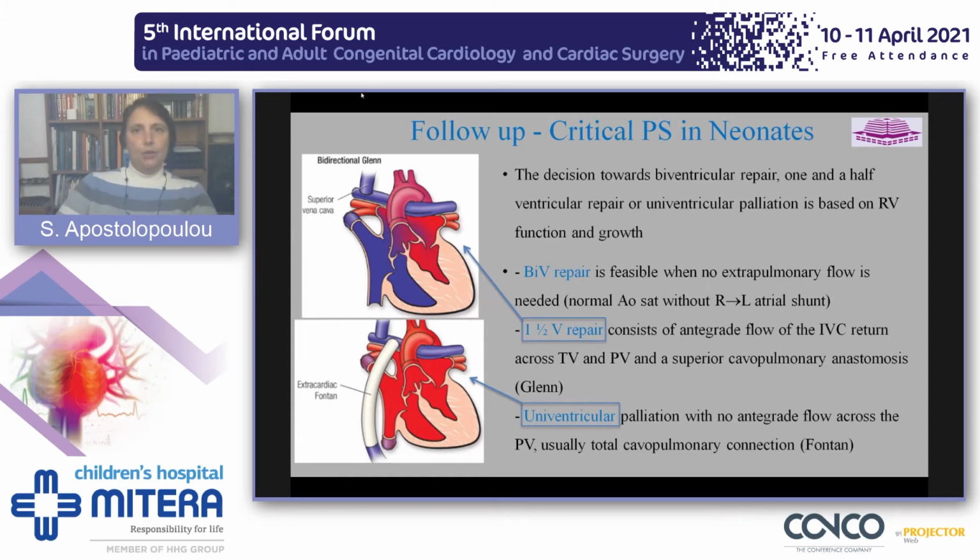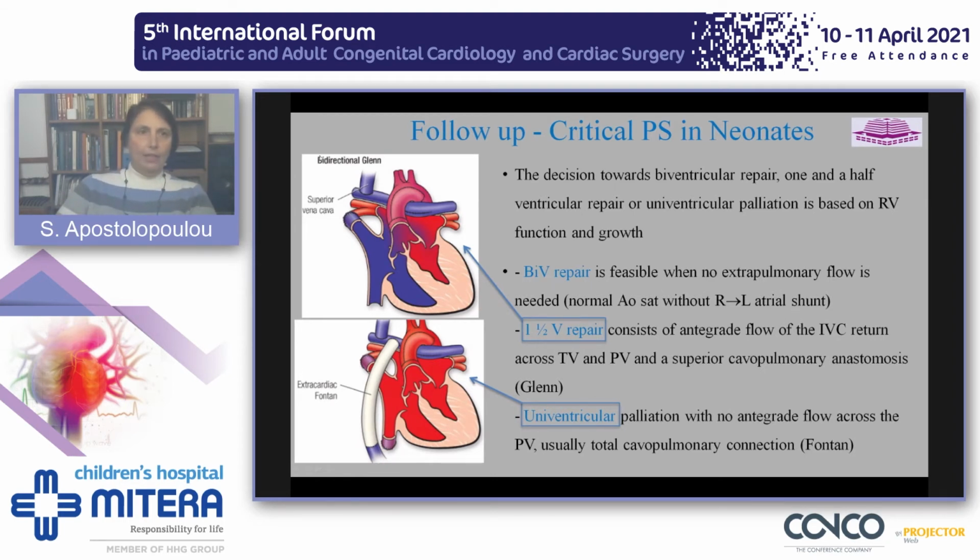The decision towards a biventricular repair, 1.5 ventricular repair, or univentricular palliation is based on the RV function and growth. Biventricular repair is when the patient is able to sustain its forward flow and no extra pulmonary flow is needed, which means that we have a normal aortic saturation without right to left atrial shunt, not at the neonatal period, but as the baby grows.